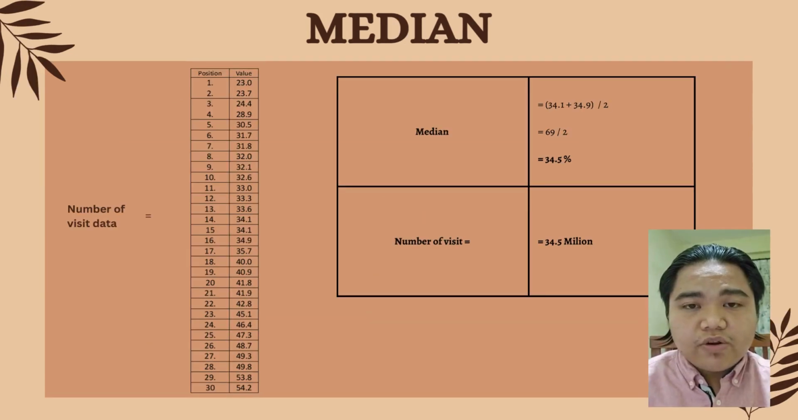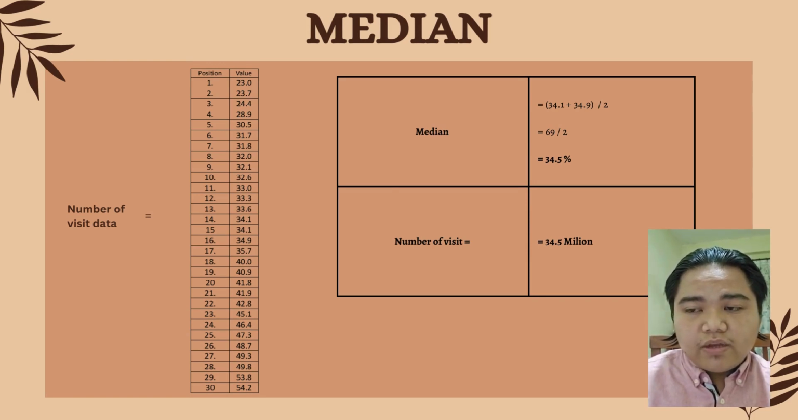The second measure of central location is the median. To find the median, first we need to arrange our data in ascending order, and it could be an even or an odd number of data points. In this case, we have an even number, so we need to total the two middle numbers and divide by 2. For the number of visits, I got a median of 34.5 million.